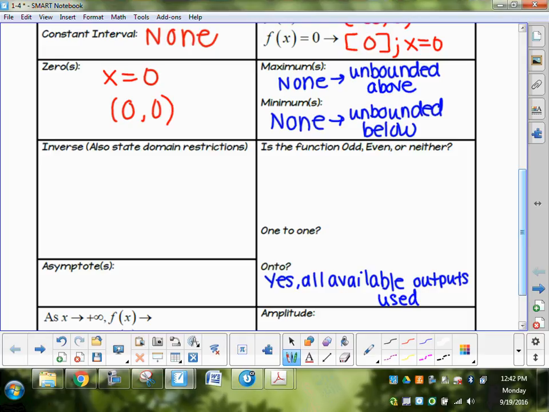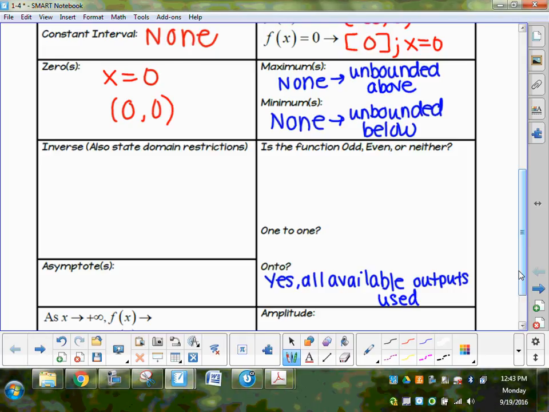Now, I don't know if you will know this or not just yet, but it doesn't matter because I'll tell you how to determine it. Has anyone here, I don't believe we talked about one-to-one functions. Is that correct? We did or did not? We did? Do you remember what it is? Each input has a unique output.